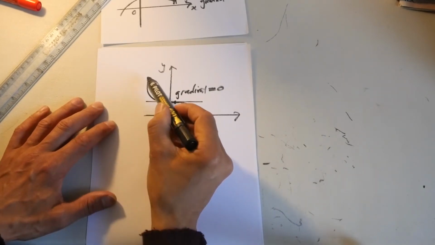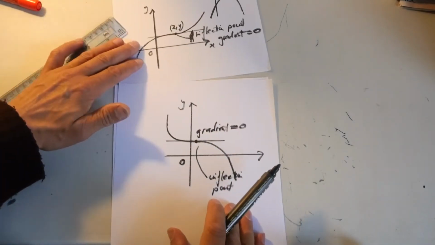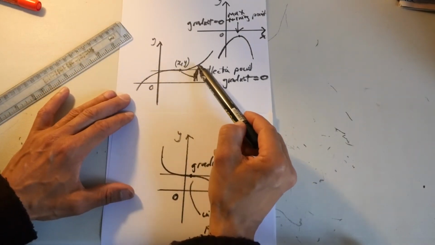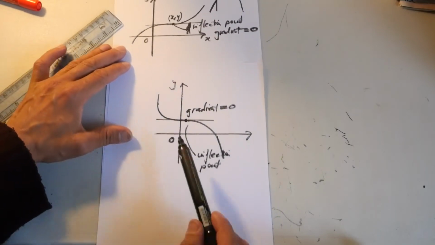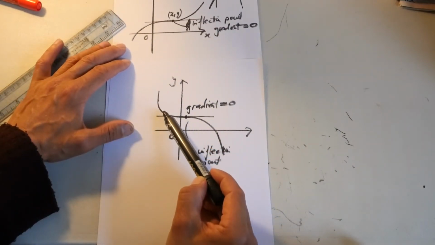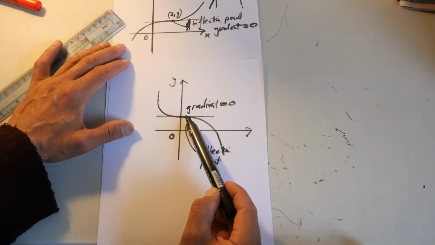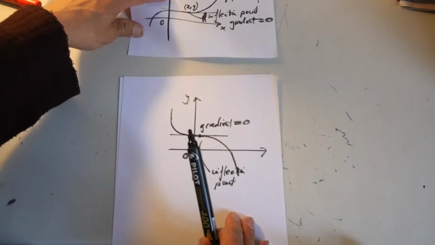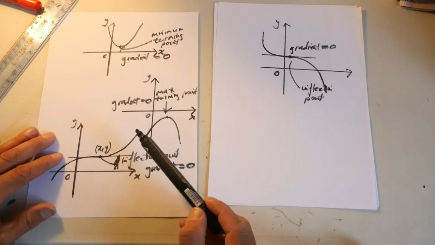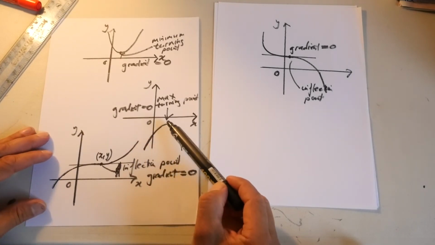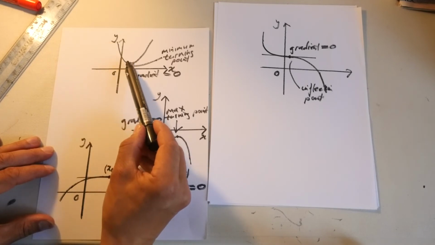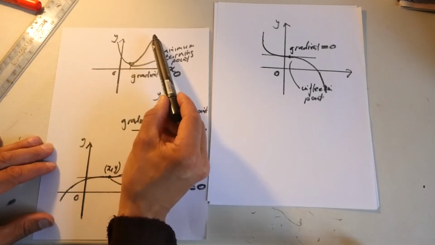So in this case the gradient is gradually decreasing, and it gets to 0, then it gradually increases again. On these graphs the gradient is gradually decreasing, gets to 0, then increases again.